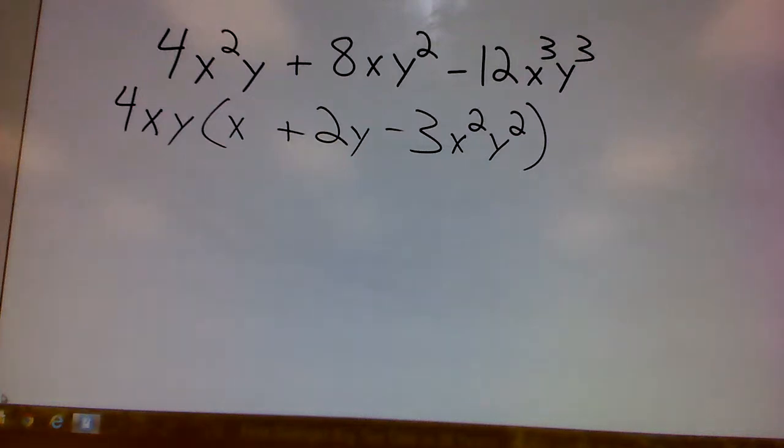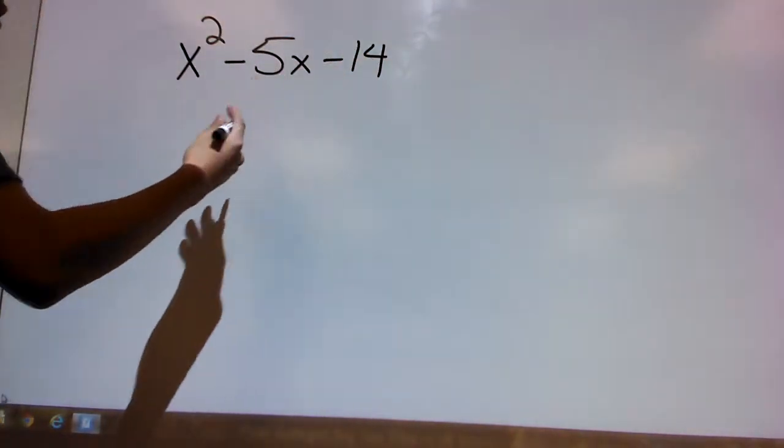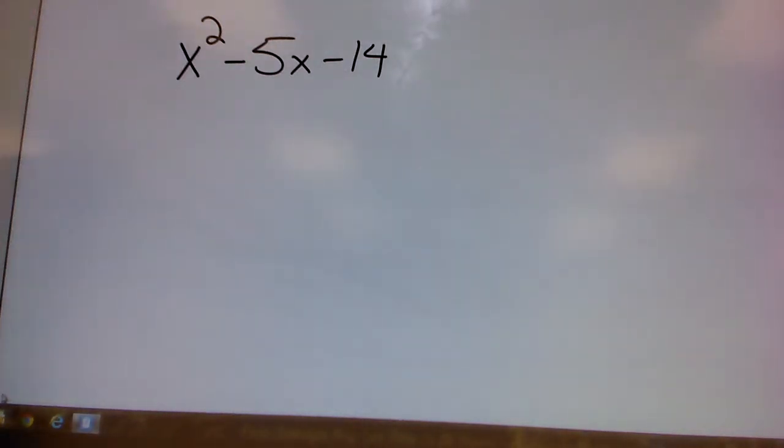Other basics that you have to know for pre-calculus. Have to know. Very basic, x squared minus 5x minus 14. You have to know how to do this.